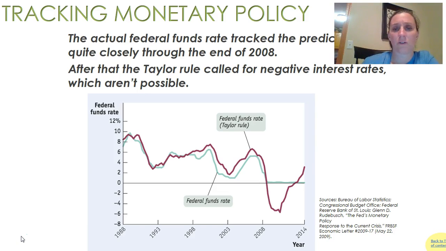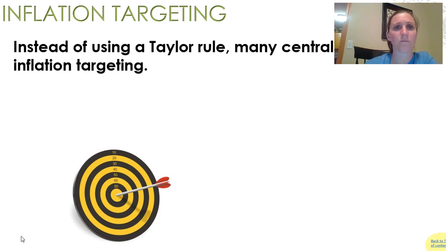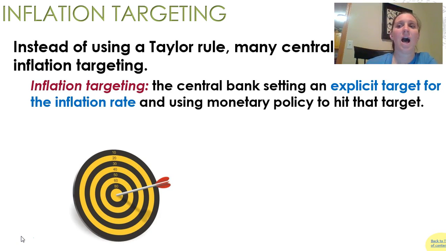So we talked about the Taylor rule for predicting the federal funds rate and why it didn't work after 2008, because it would have called for negative interest rates, and that's not possible for the federal funds rate. Another way to look at it is what we're going to call inflation targeting, which basically says, here's what I want prices to rise by. Let me set our monetary policy so that we can then hit that target.